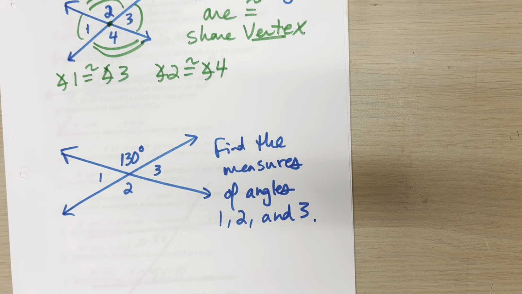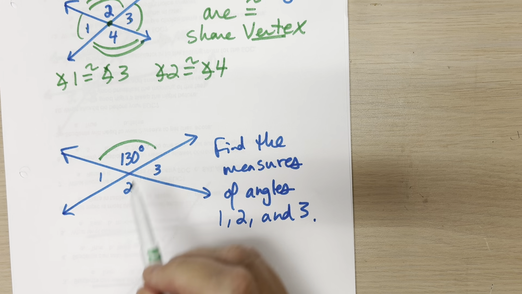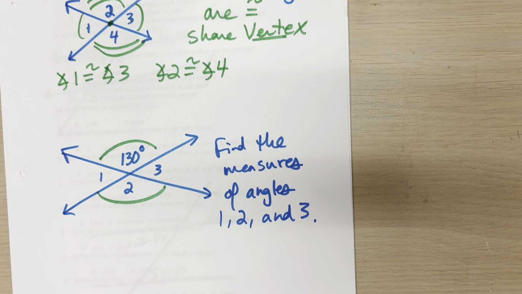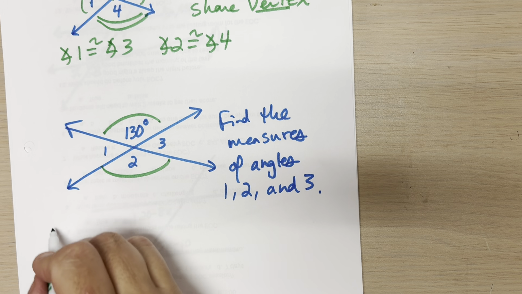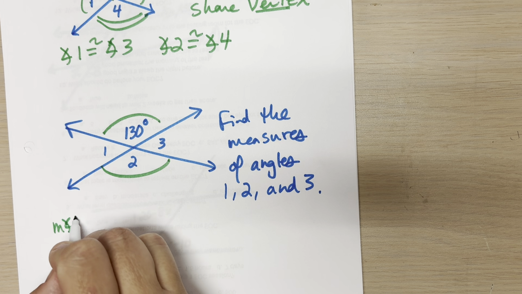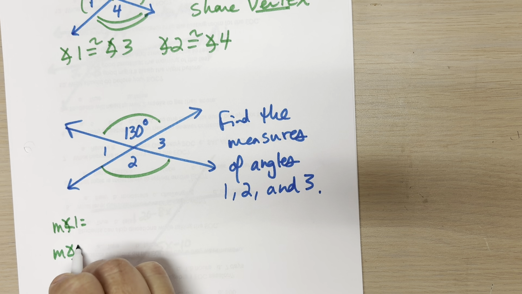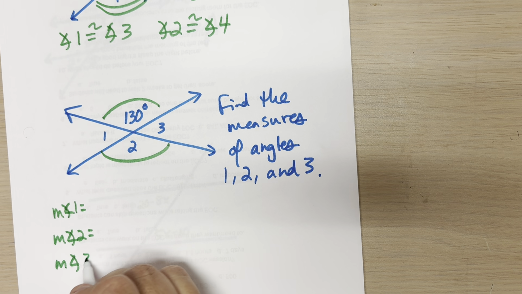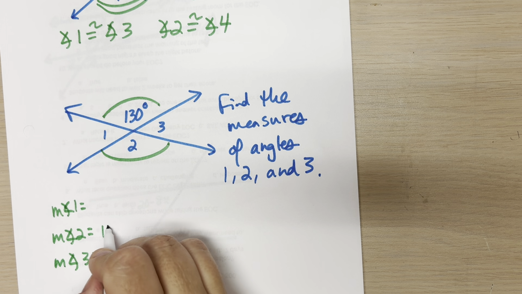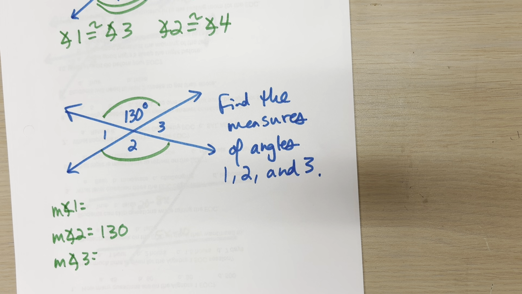An application of this, they might ask you to find the measures of all of the angles. Okay, so I know that 130 and the angle 2 are going to be the same. So when I have problems like this, I always like to list out my angles and fill them in as I go. That way, if you're checking answers or your teacher's grading something for you, they can find the information very easily. So I've got 130 there.